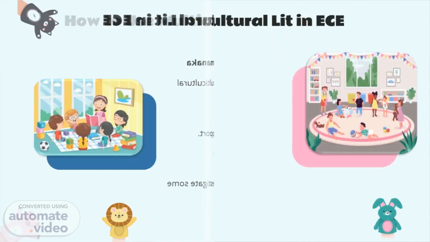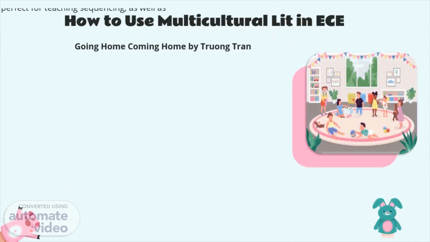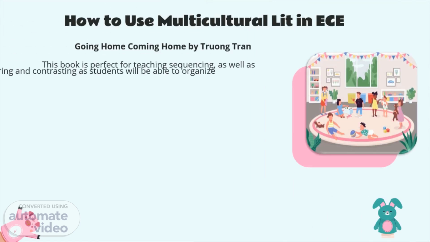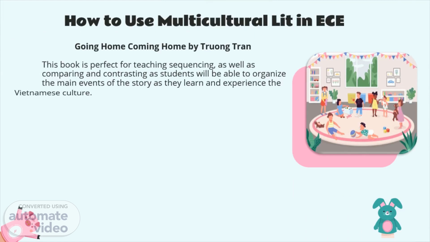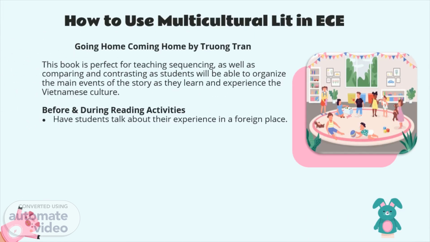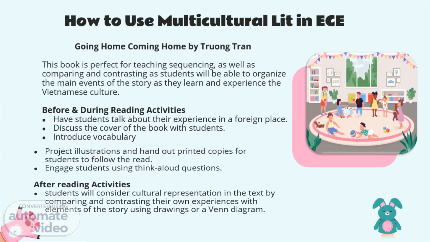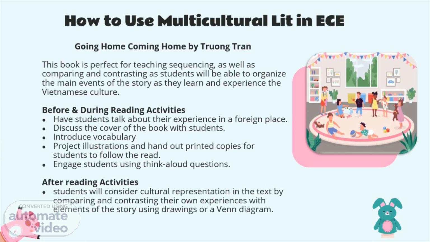One strategy for assisting students in developing a broader understanding of an inclusive society is for them to notice what they may not have noticed previously. OECD, 2012. This book will be used in my classroom to demonstrate sequencing. Students will be able to organize the main events of the story as they learn and experience the Vietnamese culture. In addition, I would use this text to teach students how to differentiate between compare and contrast and cause and effect. It depicts the author's evolving view of her Vietnamese culture.